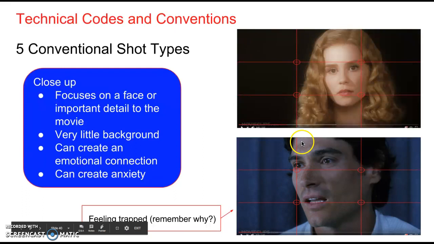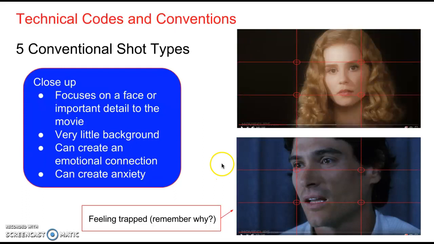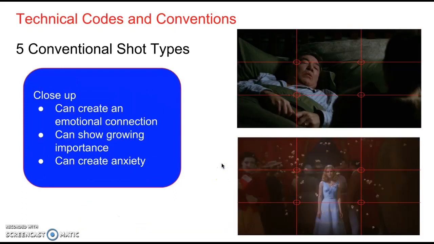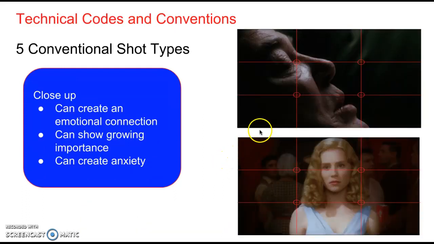On a side note, if you remember when I told you about the rule of thirds, when a character's face is lined up on this line and they're facing the closer edge, oftentimes it's feeling trapped. And in this particular moment, William Bloom would be feeling trapped because he is facing the death of his father and there's nothing he can do about it. So again, more close-ups. Okay, connect that emotional connection.